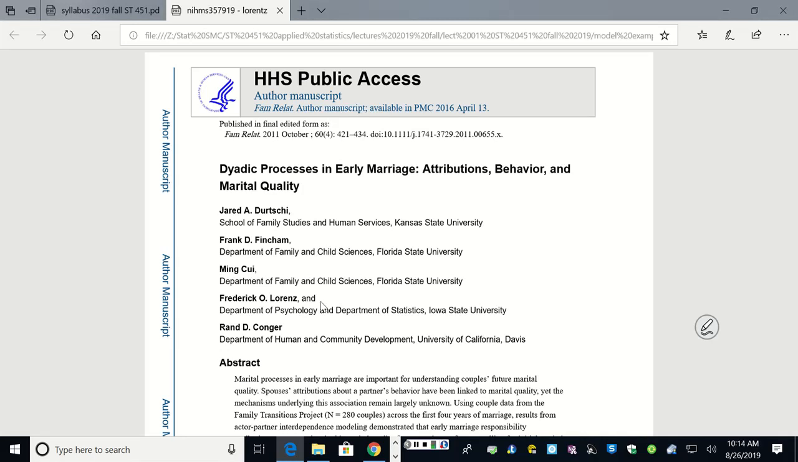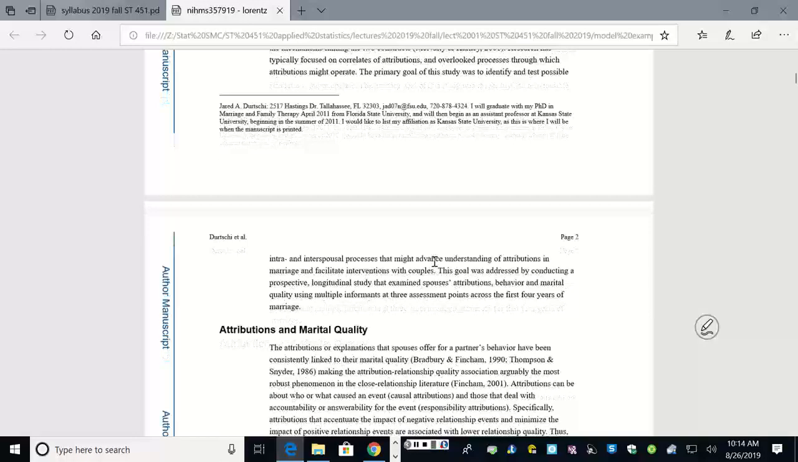And so there are several articles out of this research collaborative. The dyadic processes are processes between the husband and wife in these cases, about attributions of what the partner is. Why is the partner doing something? What's their motivation? Are they trying to hurt me? Are they trying to help me? And so on. The behavior they do and general assessments of marital quality. So this is very complex.